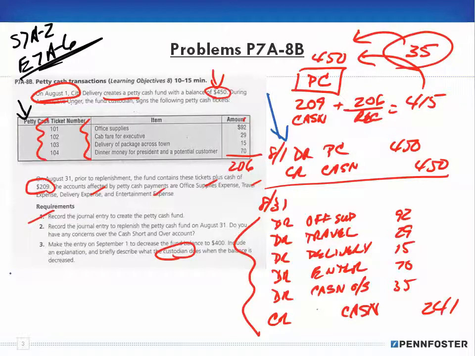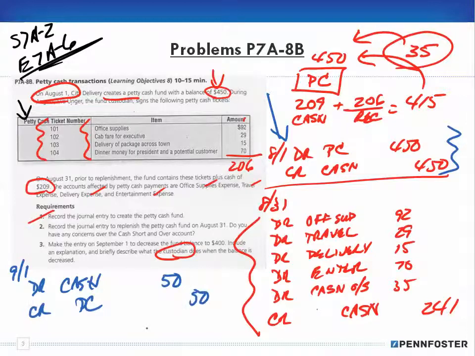Well, if we're going to decrease the fund, right? So on 9/1, we're going to decrease it to 400. If it's at 450 and we want it to be 400, we're going to decrease it by $50. Well, to decrease it by $50, all you're doing is just making a reversing entry of that. So I will debit my cash, so we're putting our money back into the bank account for $50, and we're crediting our petty cash by taking it out of the petty cash. And of course, you'd write a description to say something along the lines, to decrease the petty cash fund from $450 down to $400.